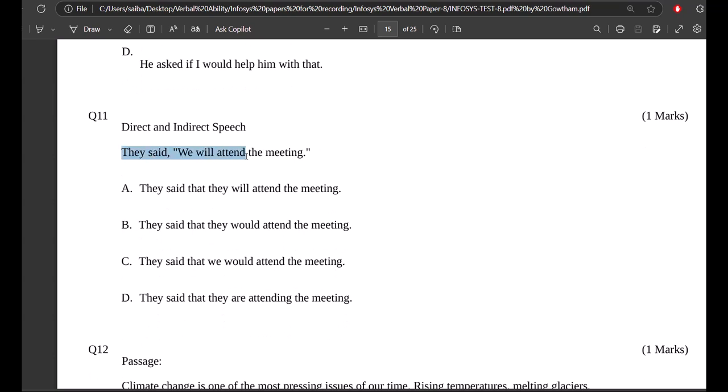Next one, they said we will attend the meeting. Again, will they have given, will is converted to would. So just see which options have would. Only these two options have would. Okay. And next we have to see we is converted to they. They said that they would attend the meeting. So that is the reason B is the answer.